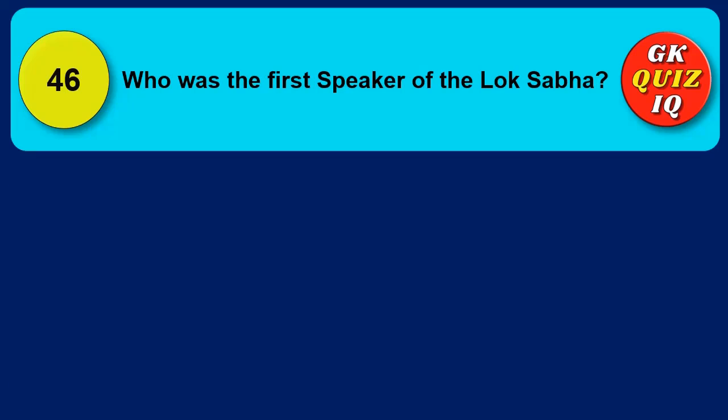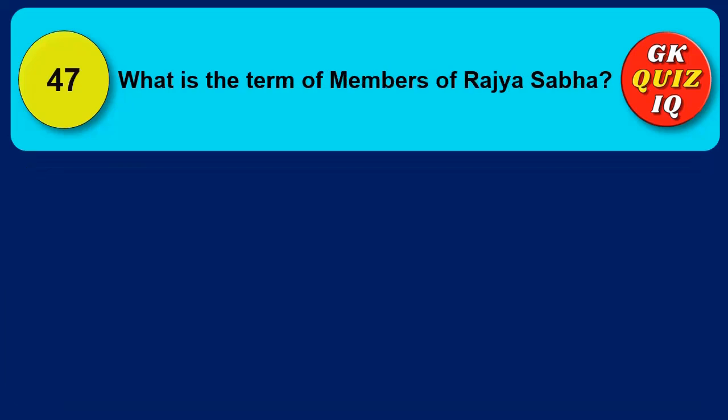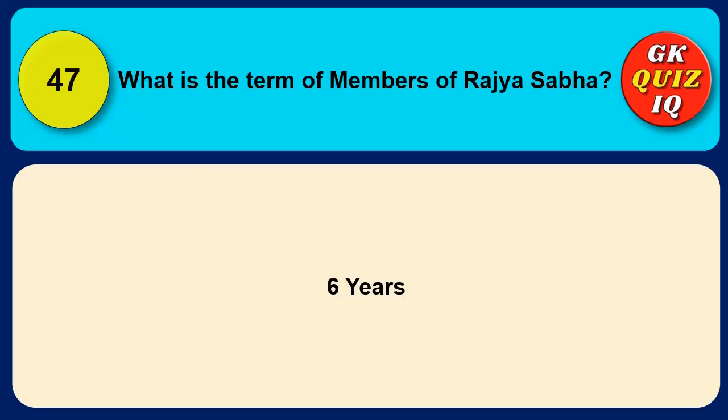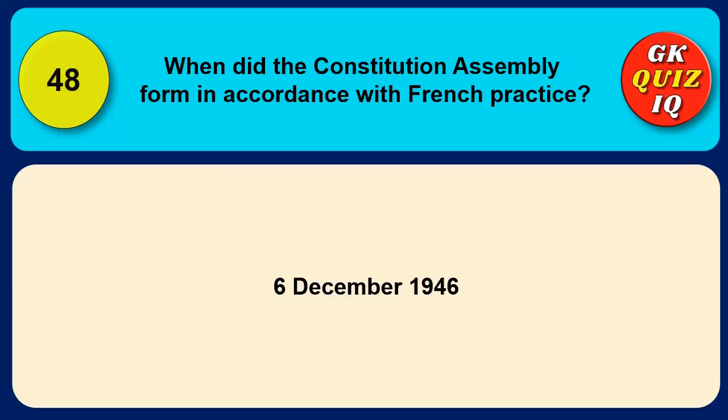Who was the first Speaker of the Lok Sabha? G.V. Mavlankar. What is the term of members of Rajya Sabha? 6 years. When did the Constituent Assembly form in accordance with the French practice? 6 December 1946.